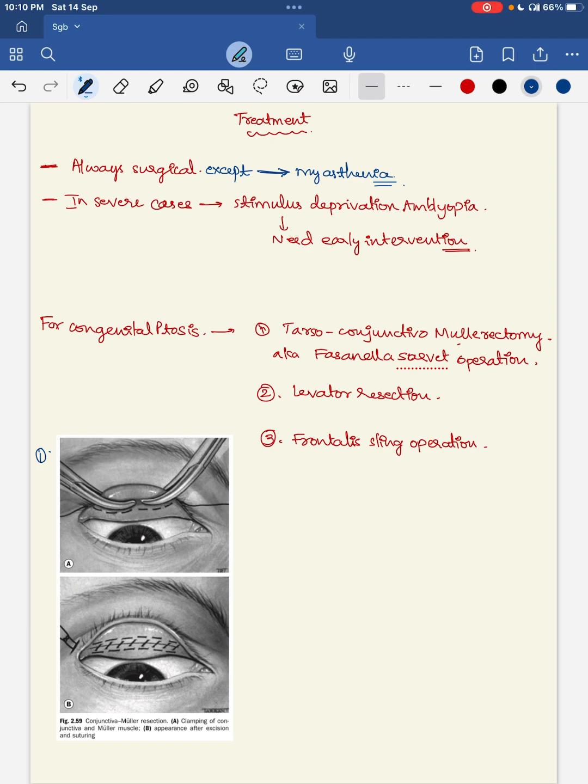Let's go, like for congenital ptosis and for acquired ptosis, a little difference is there in the treatment part. Ultimately, surgery is the only option, and surgical methods are the same for both congenital as well as acquired ptosis.